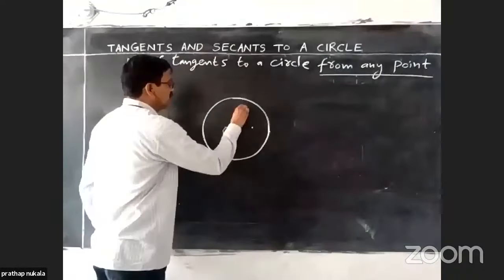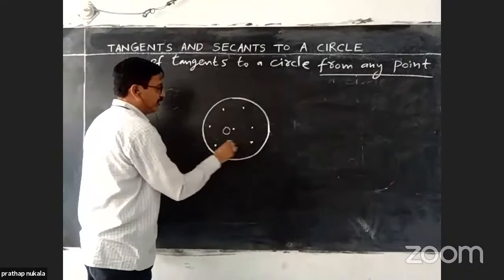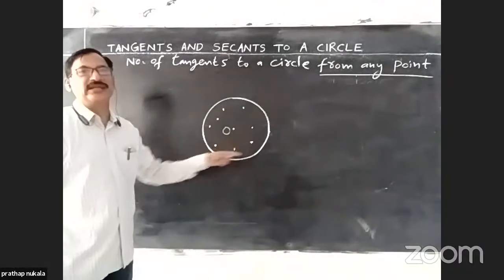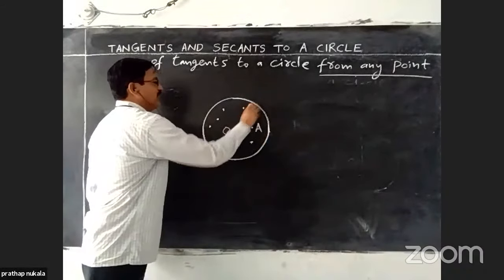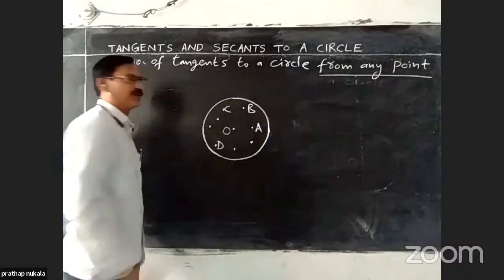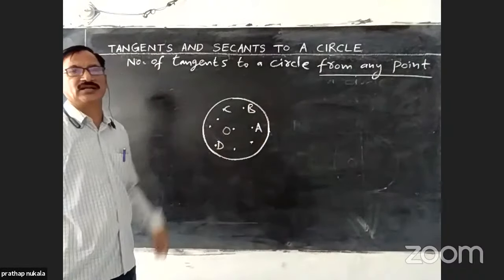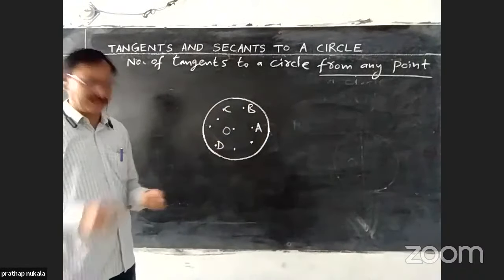For example, this is one point. These all are interior points. Okay, all these are interior points of the circle. We can call the points A, B, C, D, etc. All these points are interior points.